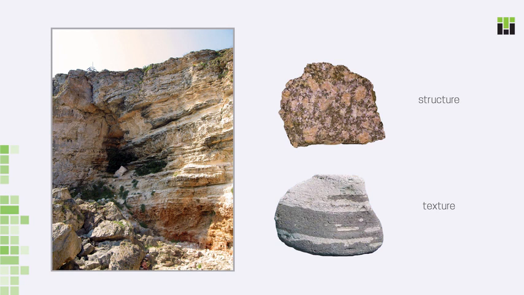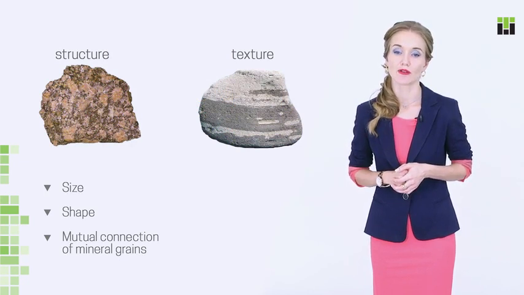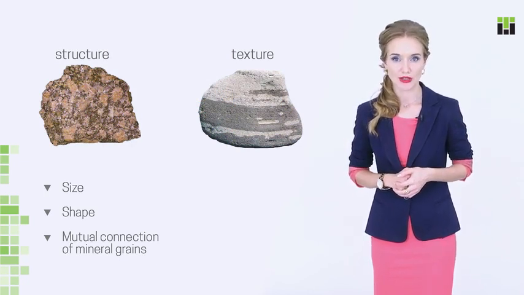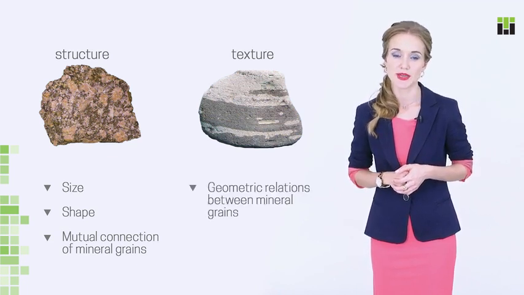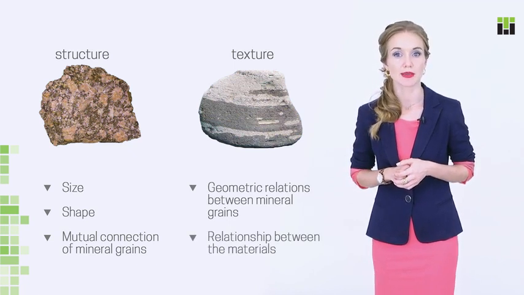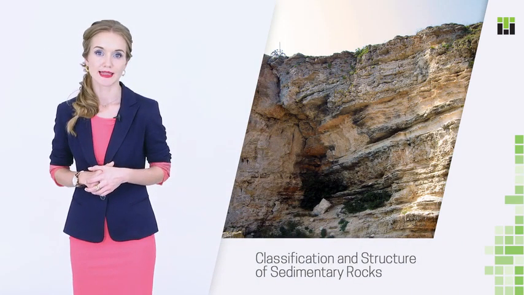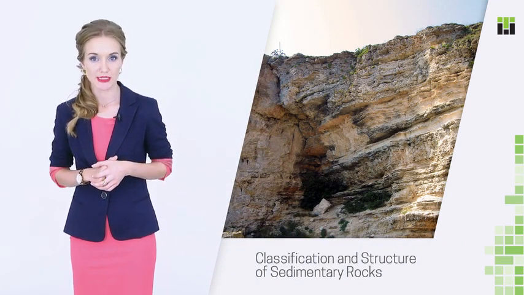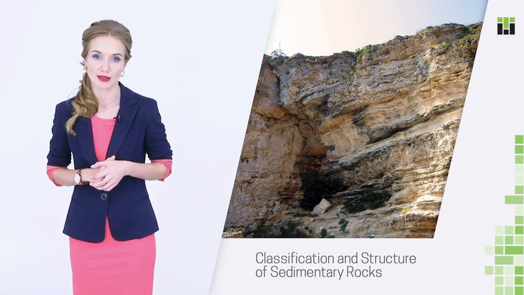Besides mineral composition and genesis, rocks differ from each other in structure, texture, and shapes of geological bodies that they build. Rock structure is determined by size, shape, and mutual connection of mineral grains. Rock texture or microstructure is determined by geometric relations between mineral grains and relationship between the materials of which the rock is composed. Sedimentary rocks occur as layers characterized by bedding or stratification, contain fossils, and some of them may be built of the interior of shells.